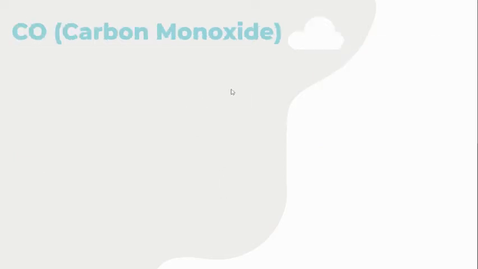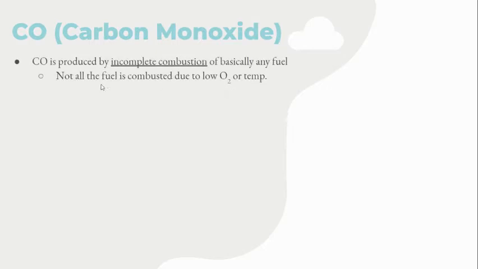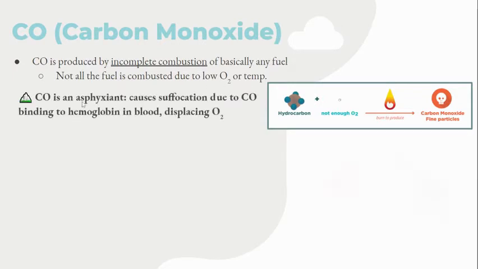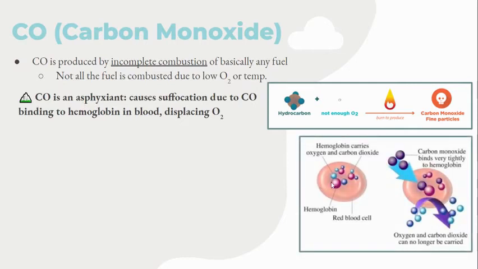Carbon monoxide is essential. Every one of you should have a carbon monoxide detector in your home. The incomplete combustion of hydrocarbons creates carbon monoxide, when not all fuel is combusted due to low oxygen or low temperature. It's an asphyxiant. Now, what does that mean? We have hemoglobin that carries oxygen and carbon dioxide within our red blood cells. But carbon monoxide actually adheres to this hemoglobin and blocks oxygen and carbon dioxide from the red blood cells. So in essence, you're suffocating. That's why we call it an asphyxiant.